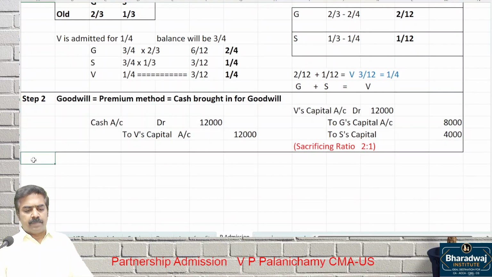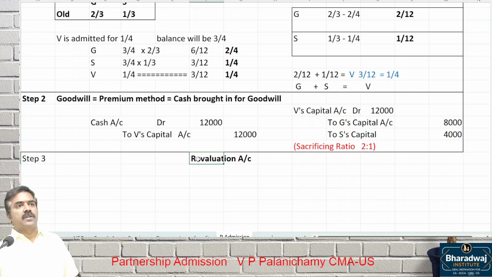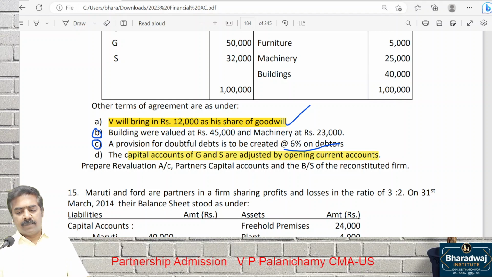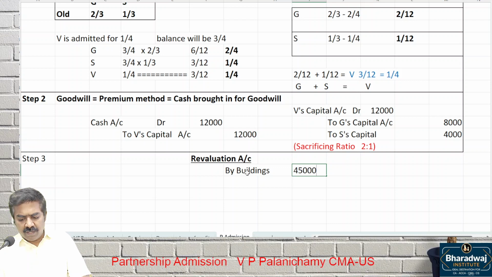Then step 3, we can do the revaluation account. Record the gains and losses and get the profit. I hope this is the fifth question we are doing on revaluation. Credit the gains and debit the losses. You will find revaluation profit or loss. Which adjustment talks about revaluation? Building. Increased or reduced? What is the new value? Old value. So 5,000 gain.